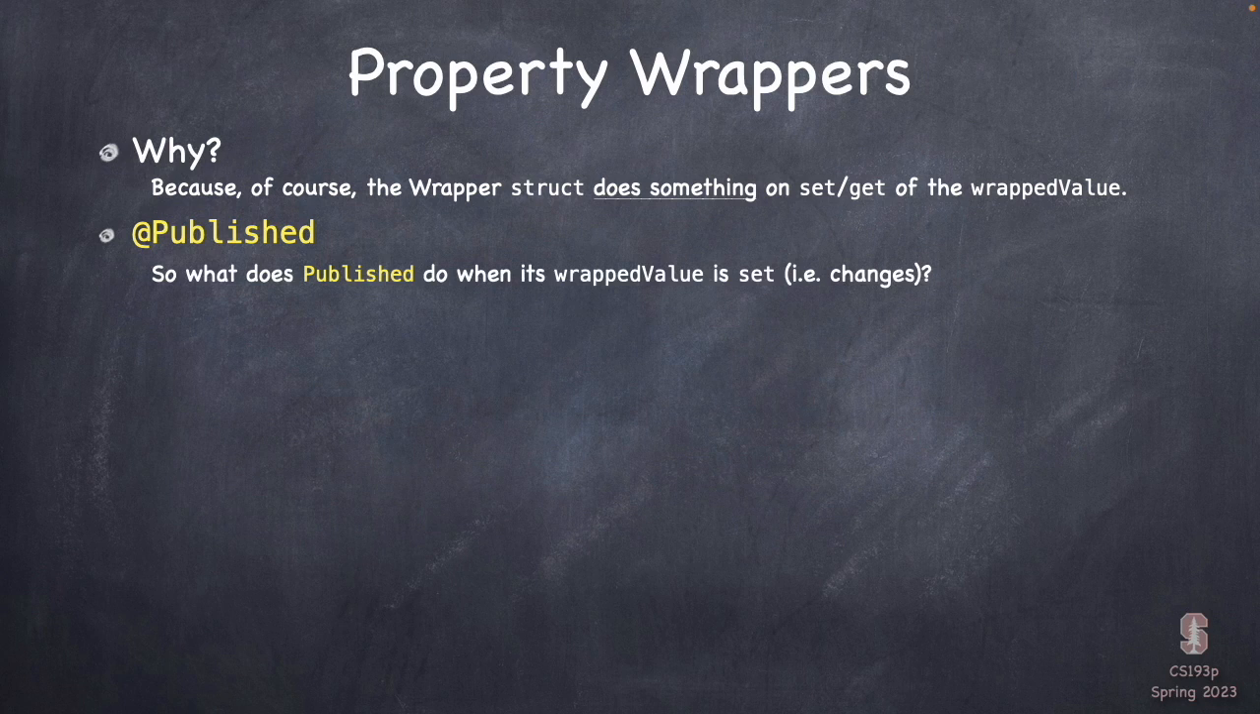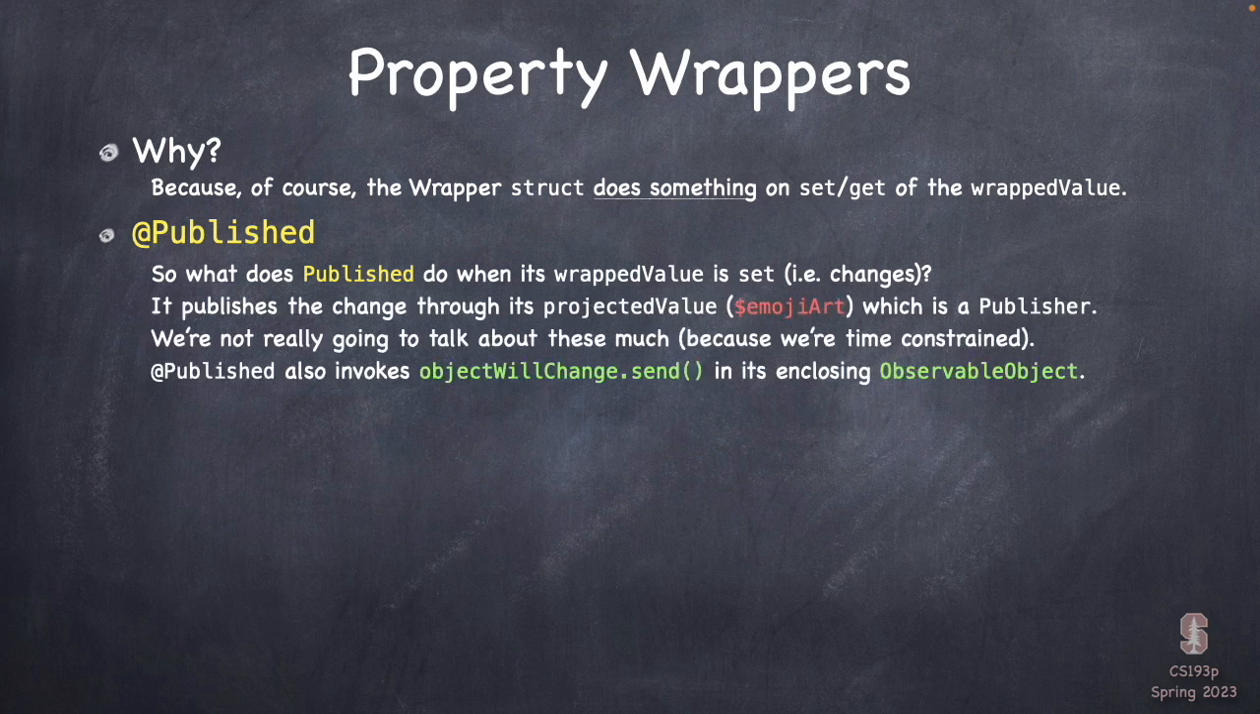So @Published, we talked about what it does when its wrapped value is set. Well, we know what it does. It publishes the change through its $ thing. That was that publisher, we don't really care about that. But it also invokes objectWillChange.send in its enclosing ObservableObject. That's what @Published does.